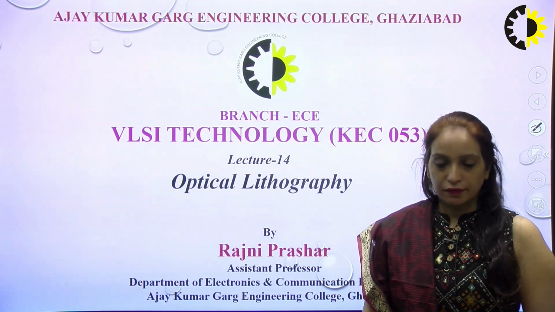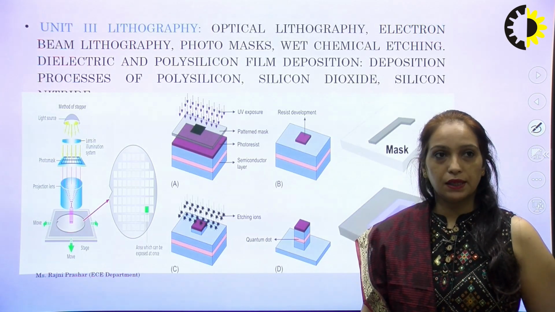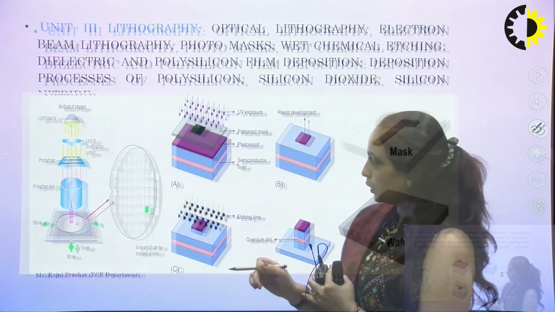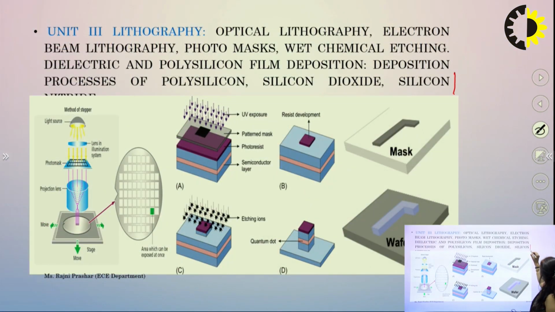In the previous lecture we saw what the photolithography technique is. We have a wafer with a silicon substrate made with the help of the CZ process. Over that we have grown the silicon dioxide layer, known as the SiO2 layer, with the help of the oxidation process.